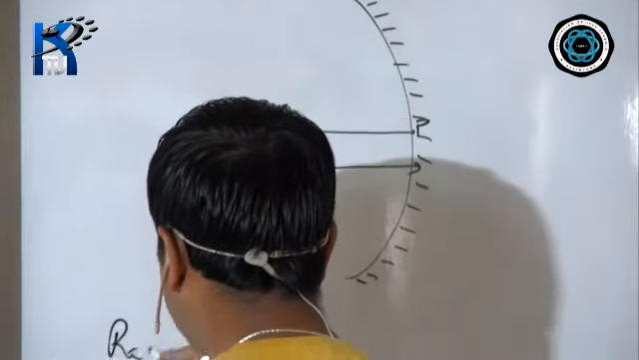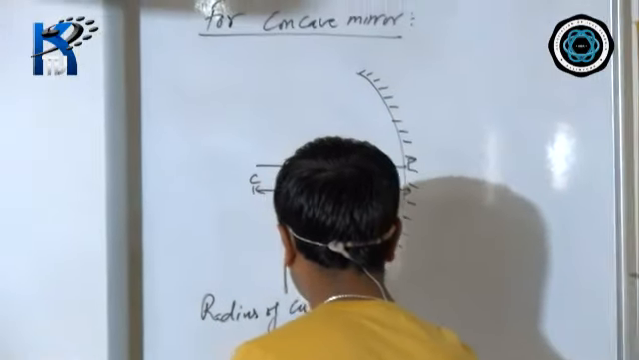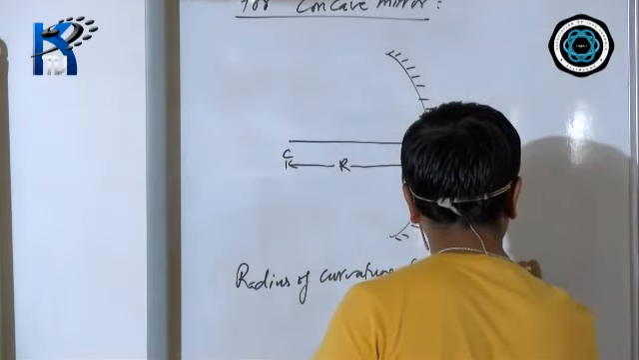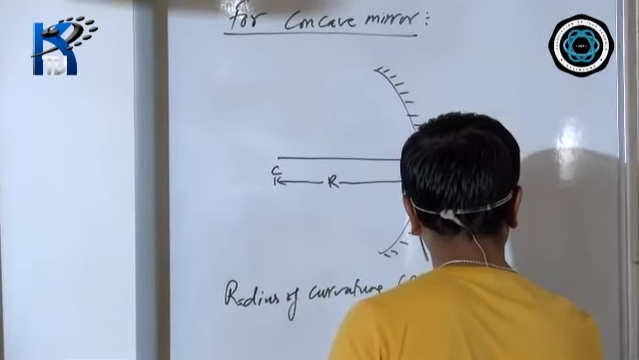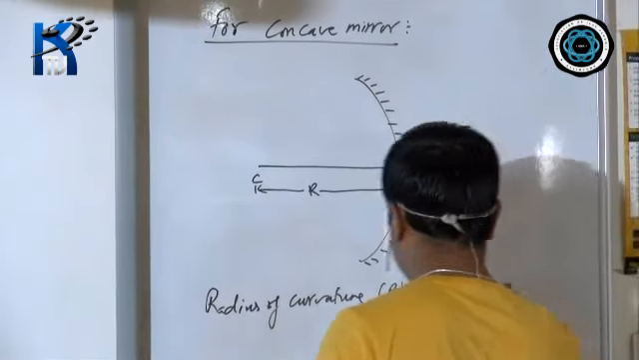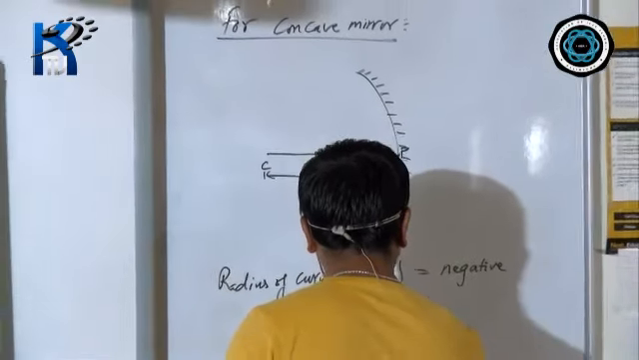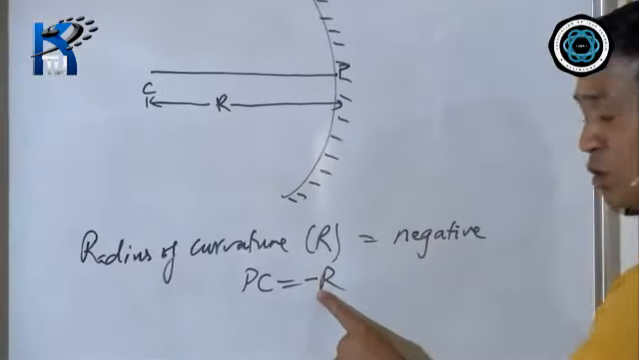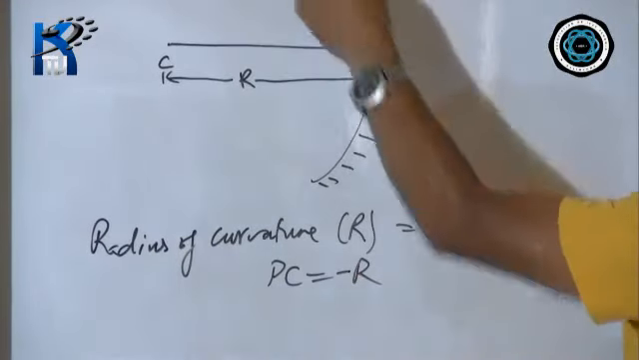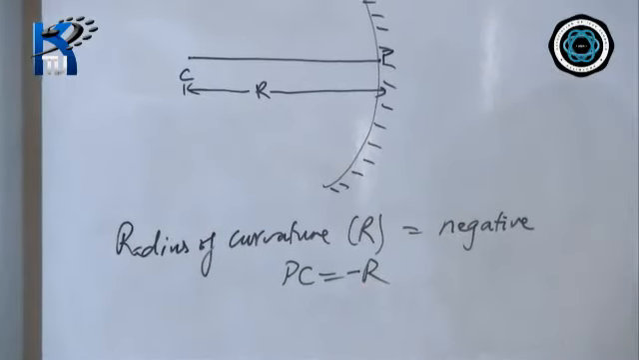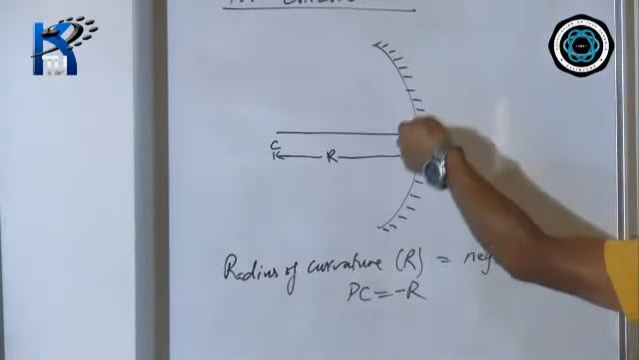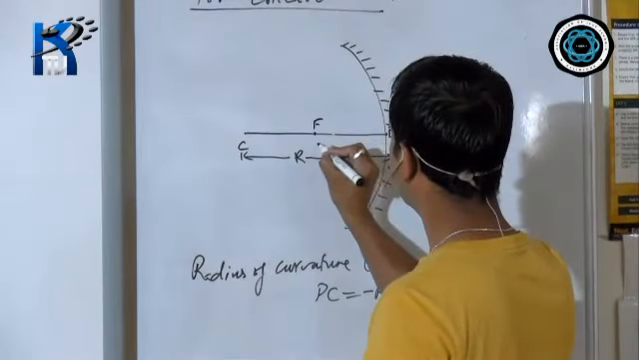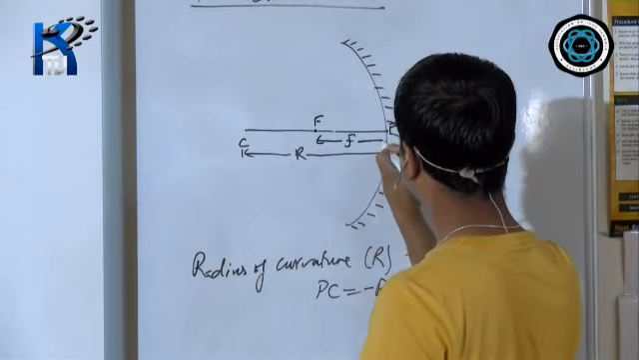That means the radius of curvature R for a concave mirror is taken as negative, which means I can write PC equals R with what sign? Minus sign. You can see it. PC, the distance is R, but as per the sign convention, minus R. That means for a concave mirror the radius of curvature is negative. So if R is negative, then definitely the focal length, the distance between pole and the focus, is also negative.